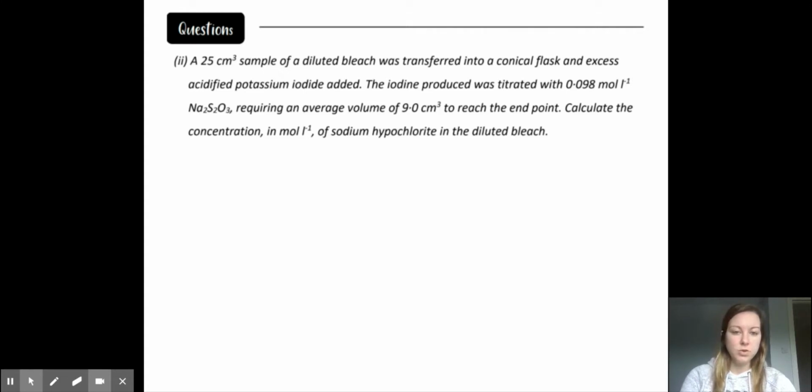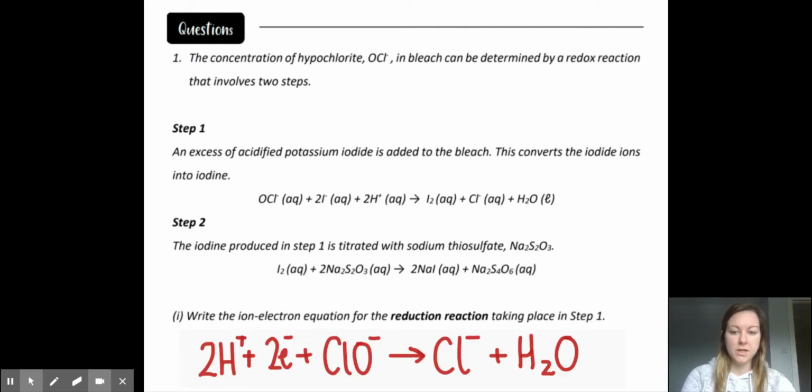So even though there's two stages to this process, we can think of the number of moles of iodine to be the same as the number of moles of hypochlorite, because we're using the hypochlorite to produce iodine to titrate the iodine against sodium thiosulfate.